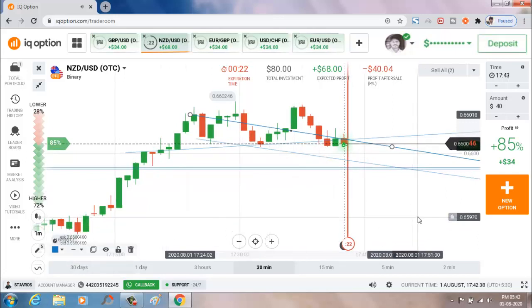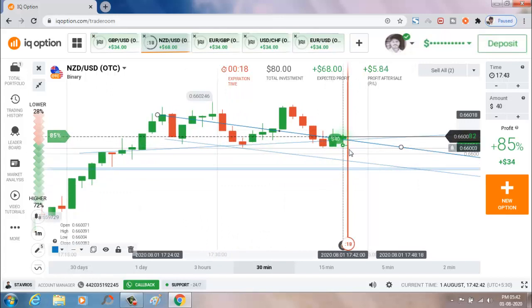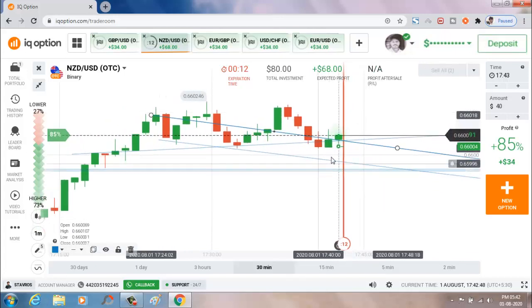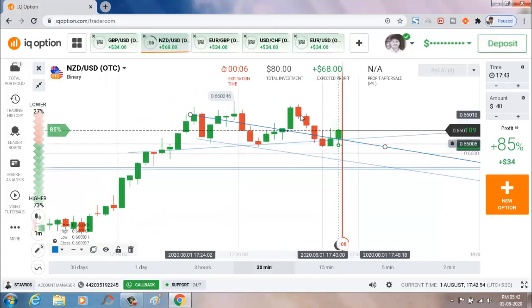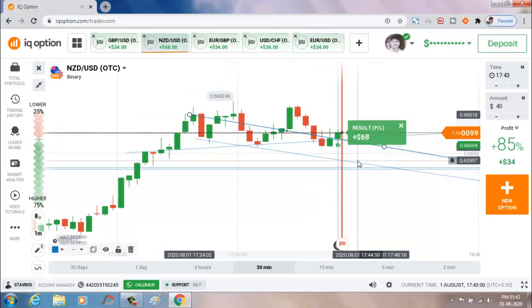Time is up. This is also a strong bullish candle, and this candle makes a new high, and this is a marginal safety trade. After this bearish momentum, this candle makes a new high, so that's the reason I will place a higher option. And this is also a winning trade.